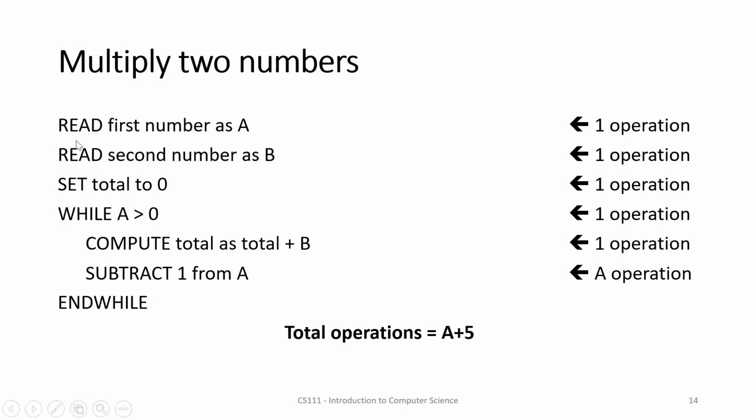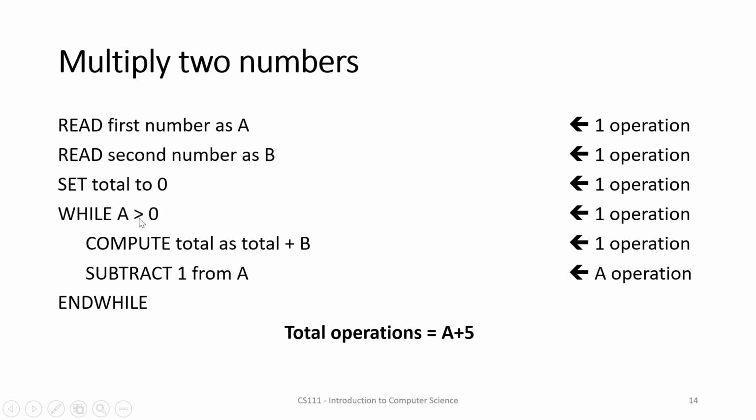So what this loop does is it reads the first number, that's one operation, reads the second number, that's one operation, sets the total to 0, that's another operation, and compares A greater than 0, a Boolean condition, either true or false, one operation. Then you compute the total as total plus B. So the total is initially 0, and now the total becomes total plus B. Then we subtract 1 from A, so A becomes less now. Then we go back to the loop.